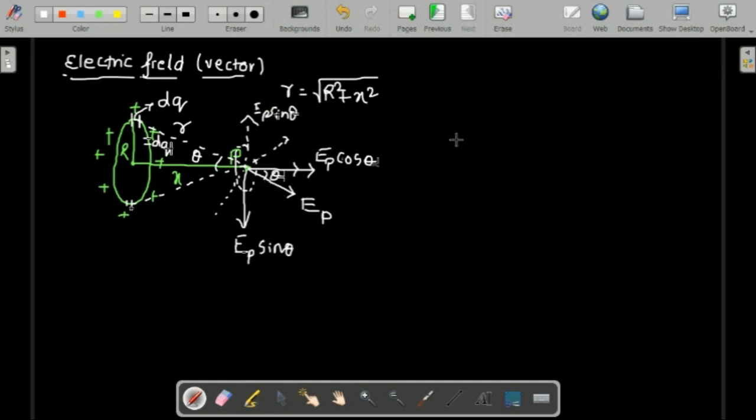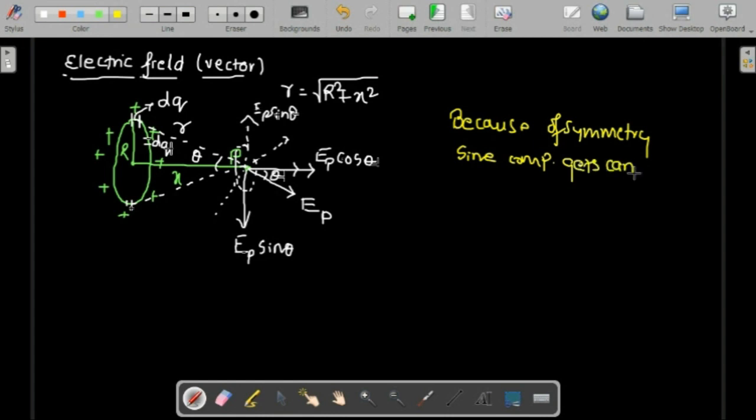So that means it simply says that because of symmetry, the sine components get cancelled. Very important to understand this. And the cosine components add up. The cosine component will get added up, okay.